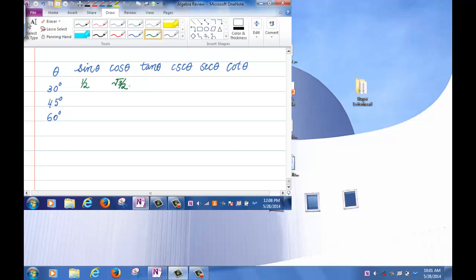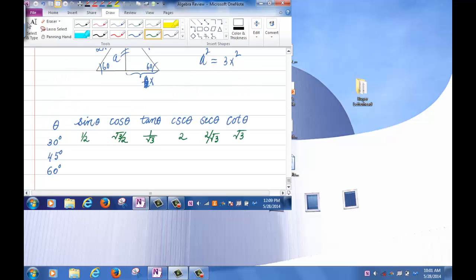And then if you take the ratio, what is tangent of 30? Do I have to go back to the picture? No, right? Tangent of 30 is the ratio of sine and cosine, right? So what is that? 1 over root 3. Everybody's okay with that? And then what is cosecant? It's the reciprocal. Yeah, so that's 2. What is secant? 2 over root 3. And this one would be? Root 3, right?